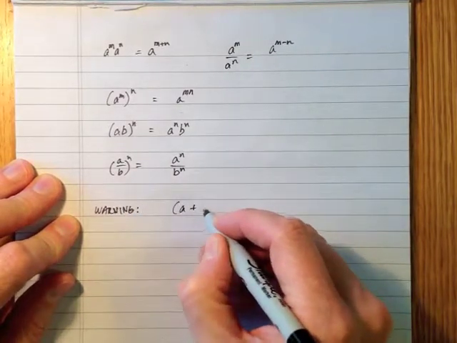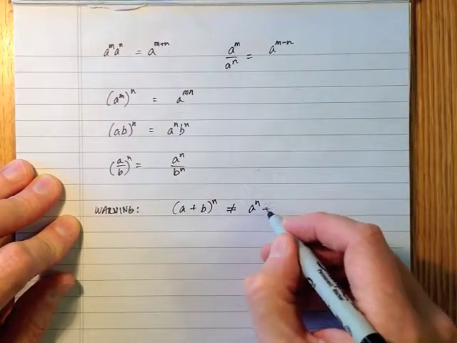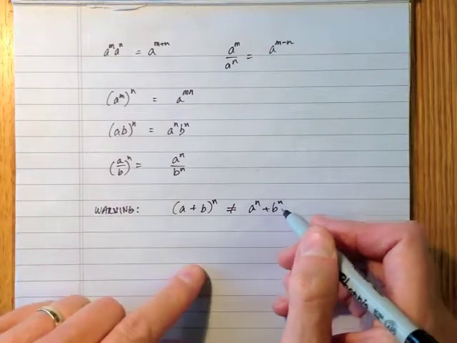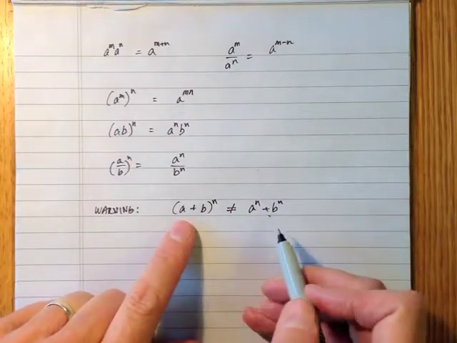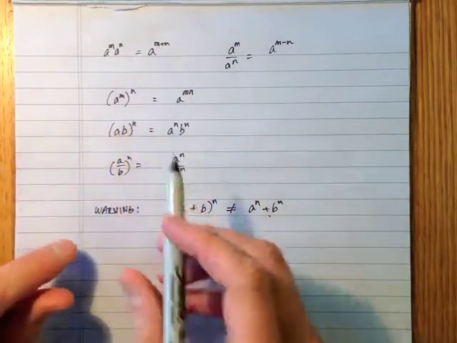A plus b to the n does not equal a to the n plus b to the n. People who write that down are confusing this with this true fact that says ab to the n is a to the n times b to the n.